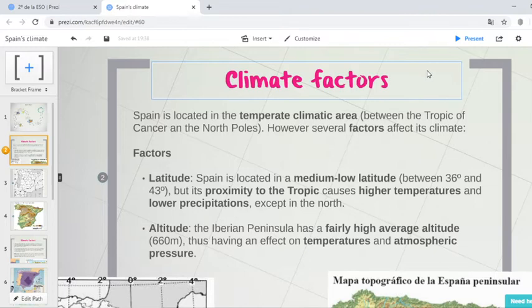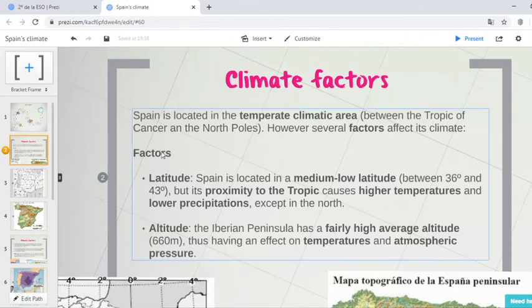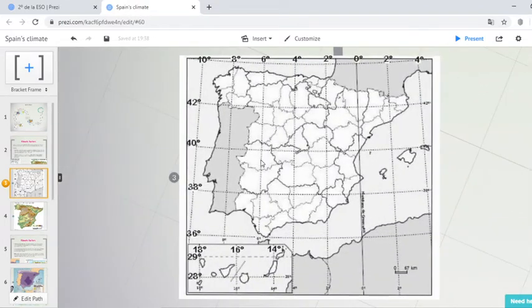The only exception to this rule is the north of Spain: Galicia, Asturias, Cantabria, Basque Country. All of those have pretty mild temperatures and pretty high precipitations. But the other 80% of the Iberian Peninsula follows this rule, or is heavily influenced by the factor of latitude. The next one, first let's see the picture here. As you can see, between 36 degrees and 43 degrees north, give or take.